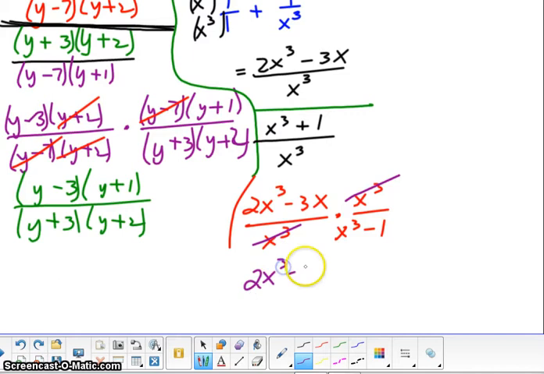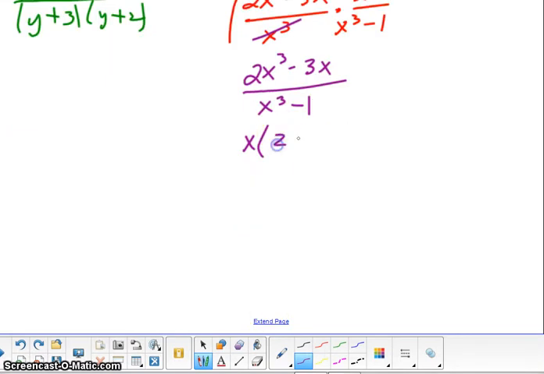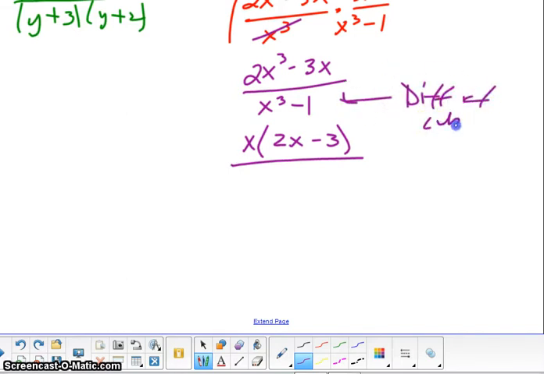So you have 2x cubed minus 3x all over x cubed minus 1. There is an x in common, so we should always take that out. And when you do take that out, 2x minus 3 remains. And then this right here is a difference of cubes. So you should leave that in factored form as well.